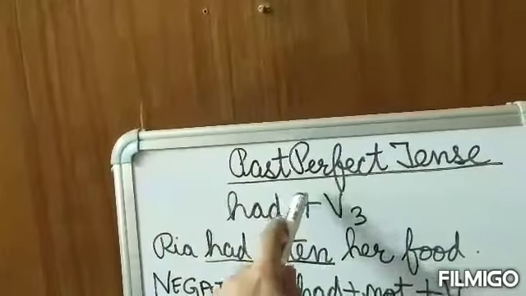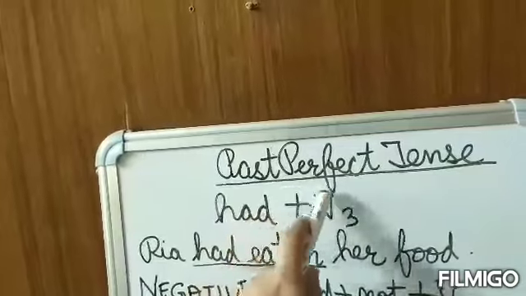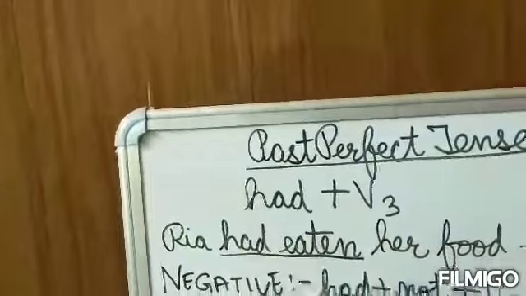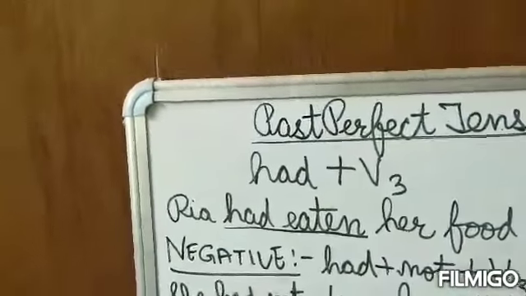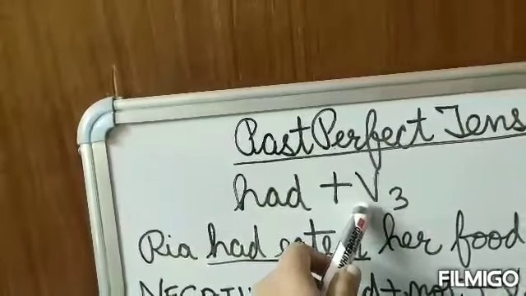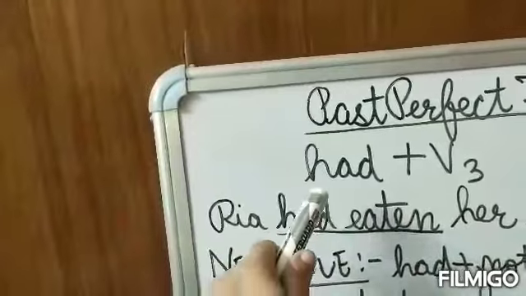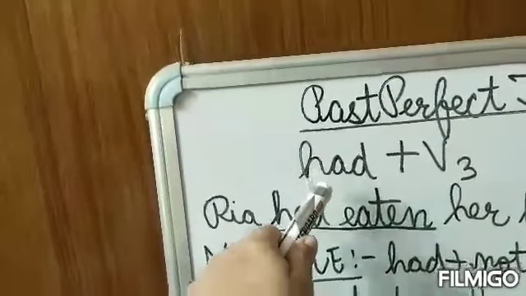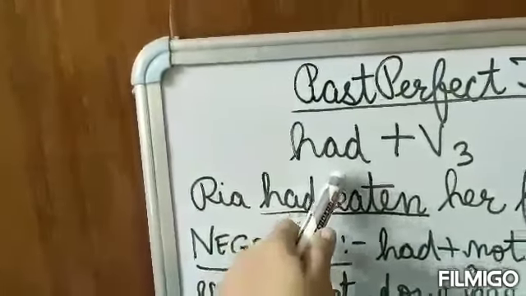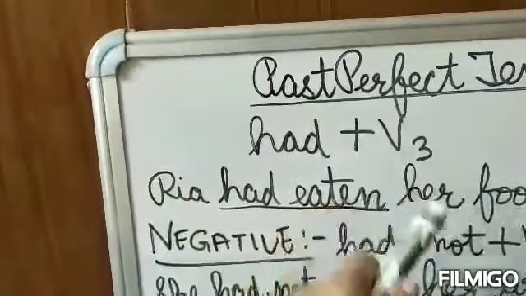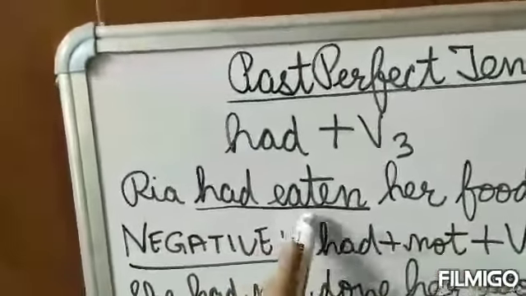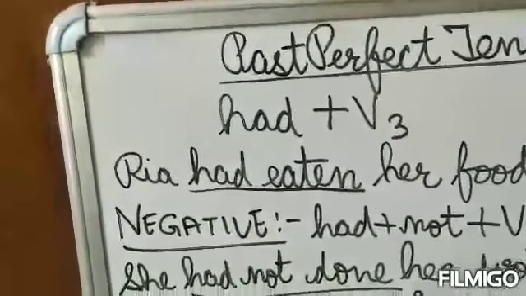Now the third form of past tenses, that is past perfect tense. As we had already discussed in the last video, in perfect tenses we always use the third form of the verb. Here in past perfect tense the helping verb would be had. So helping verb had plus the main verb in third form. Ria had eaten her food. Here eaten is the third form of the verb.